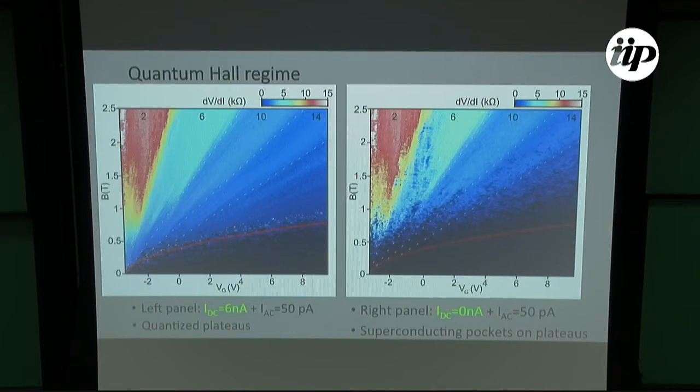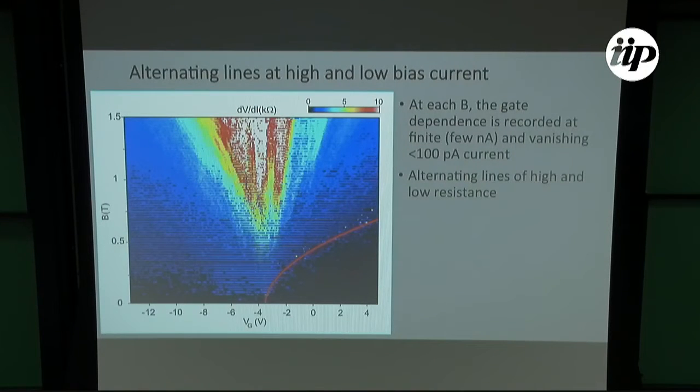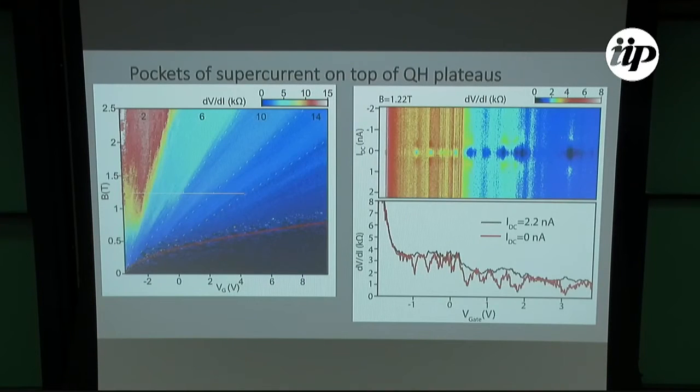Now, you can see those two sets of data in a slightly different way if you alternate lines measured at a constant field at finite bias and zero bias, which is what I'm showing here. Again, that's the same data, but now you have alternating lines, each second line having suppressed resistance compared to the lines measured at high bias. Another way to look at this data is to make cross sections.